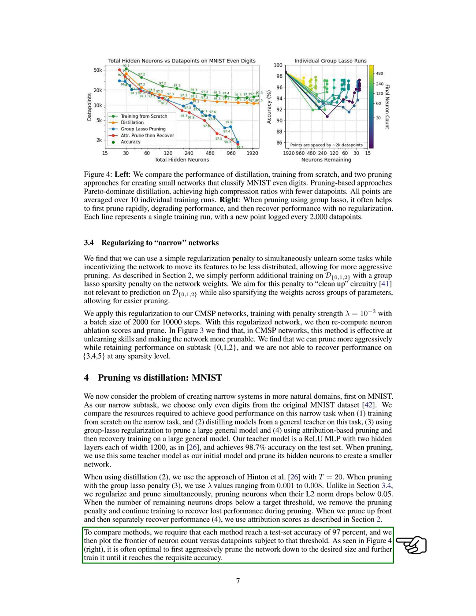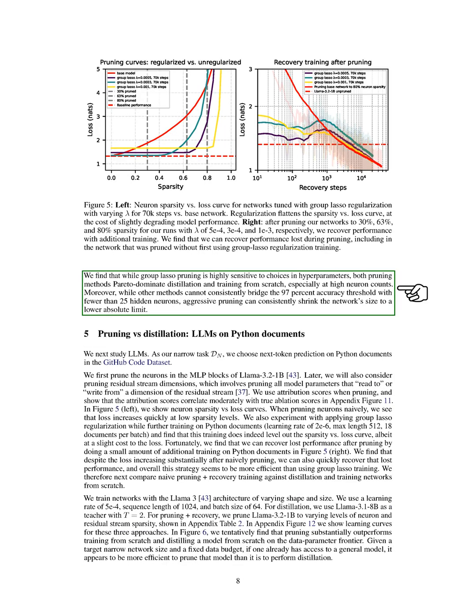Our findings indicate that it is often best to aggressively prune the network initially and then train it further to meet the accuracy requirement. We observe that while group lasso pruning is sensitive to hyperparameter choices, both pruning methods outperform distillation and training from scratch, especially when the neuron count is high. Notably, other methods struggle to maintain 97% accuracy with fewer than 25 hidden neurons, while aggressive pruning consistently reduces the network size to a lower limit.